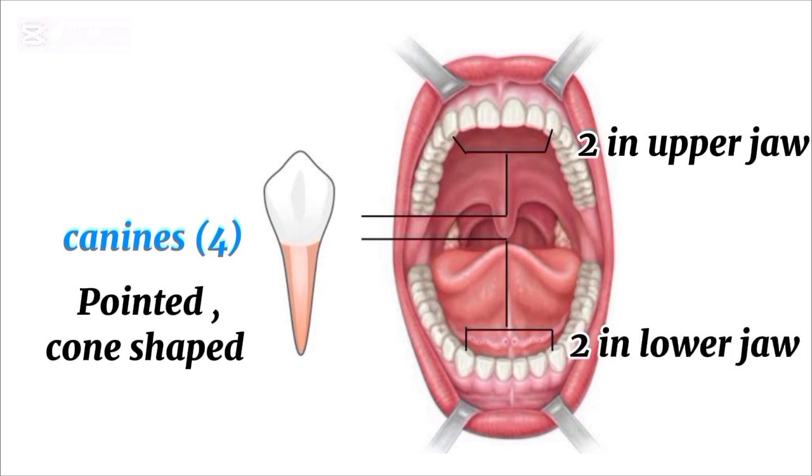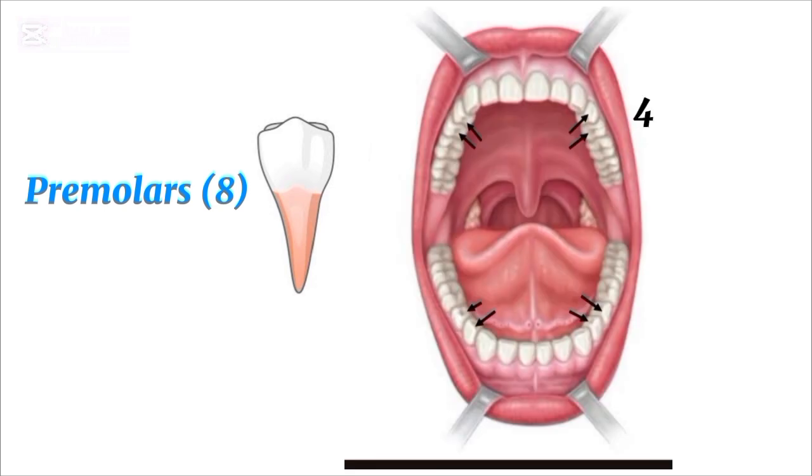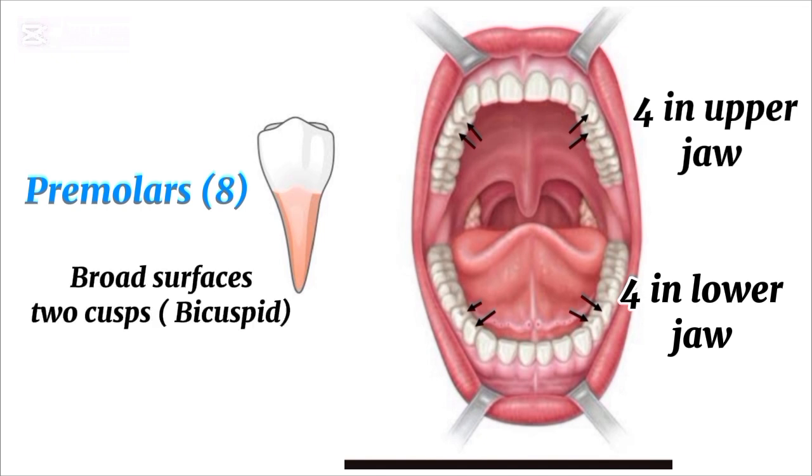used for tearing food. There are 8 premolars, 4 in the upper jaw and 4 in the lower jaw, each with broad surfaces and 2 cusps. They are used for grinding and crushing food.